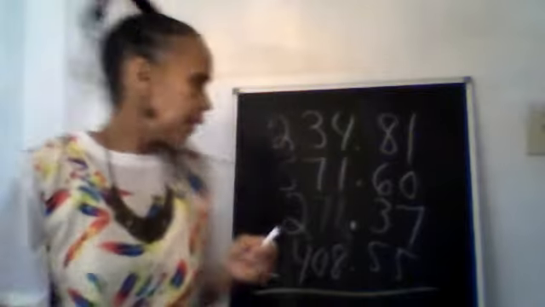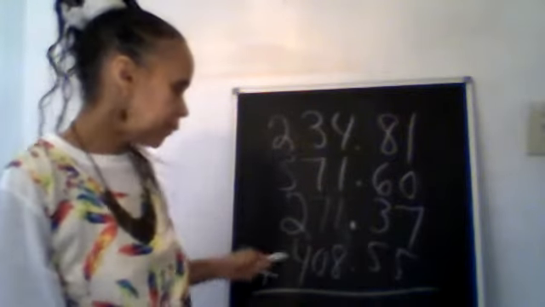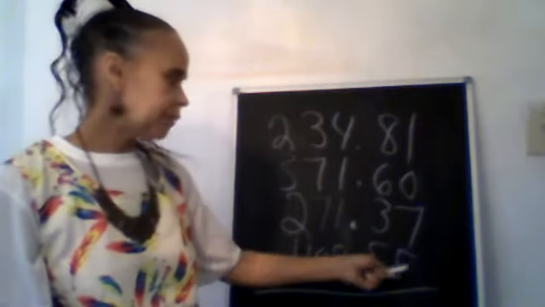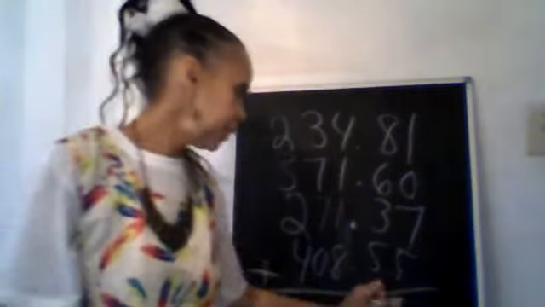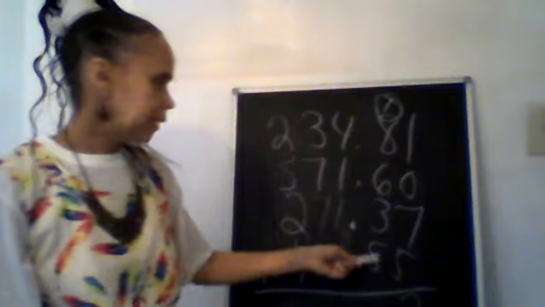So we have 4. So let's start over here. We always start at the end, work our way across. The decimal point would be right here. So let's say 7 and 5 is what? 12. And then one more makes 13. Put down my 3. Carry my 1.